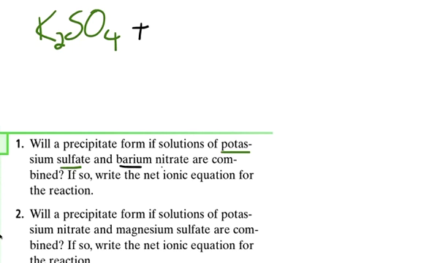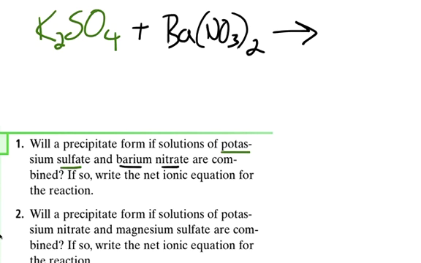Potassium sulfate and barium nitrate. Barium is Ba, it has a +2. Nitrate is NO3, so this is Ba(NO3)2. If they rearranged, what would they form? Well, this is a double replacement, so potassium with nitrate.